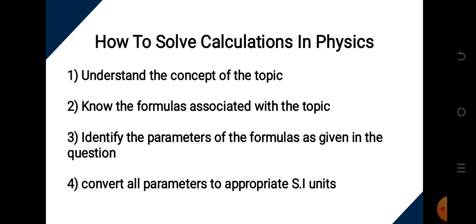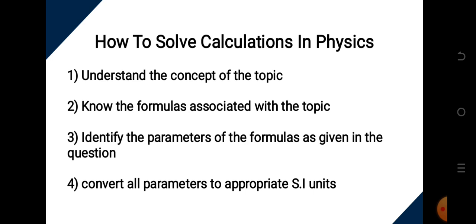Number 1, understand the concept of the topic. When the teacher is explaining the concept of the topic, I don't advise students to be writing notes, just copying notes. At that point, you need to listen and jot points. Understand the concept of the topic. Then number 2, know the formulas associated with the topic.